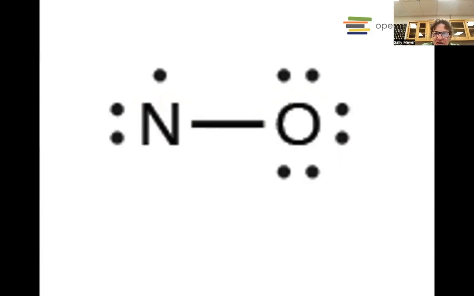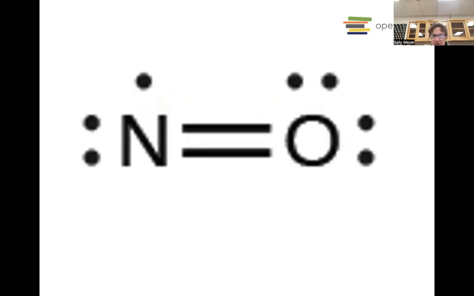But I can go from here and get them closer to an octet. If oxygen shares another pair with nitrogen, then nitrogen will see 2, 4, 6, 7. So we share another pair from oxygen, which gives nitrogen 2, 3, 5, 7, which is just shy of an octet. You wouldn't want to share another pair because then nitrogen would go over an octet and have 9, and that can't happen. So free radicals are situations where you violate this octet rule because you just don't have an even number of electrons.